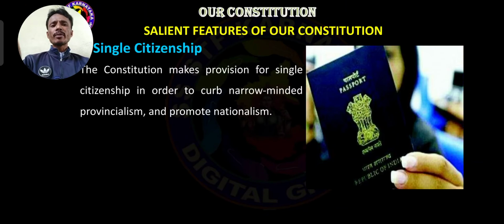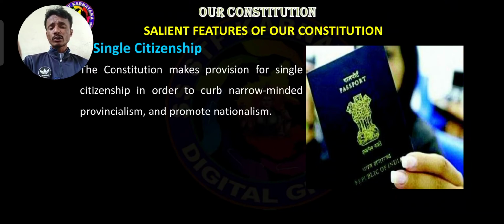So the constitution makes provision for single citizenship in order to curb narrow-minded provincialism and promote nationalism. We are called citizens of India, not citizens of Karnataka. If you are in Sidlaghatta, you are not called a citizen of Sidlaghatta; if in Kolar, not a citizen of Kolar; we are called citizens of India. That is single citizenship. Why is our constitution providing single citizenship? In order to curb narrow-mindedness.